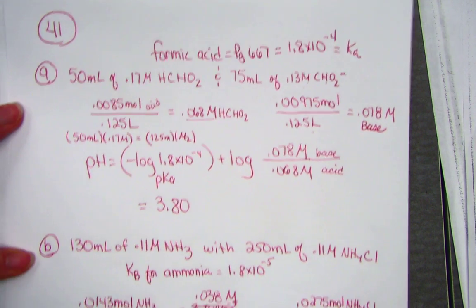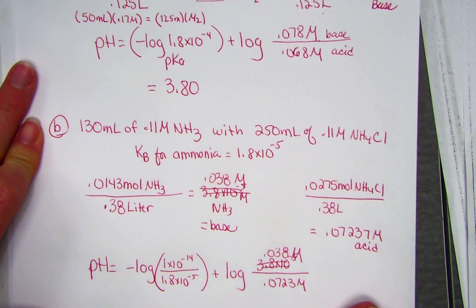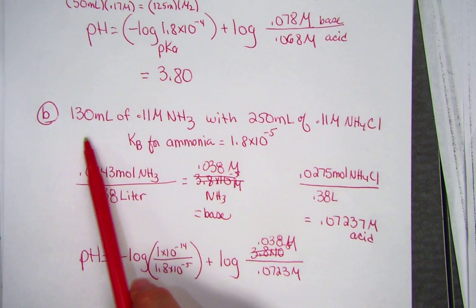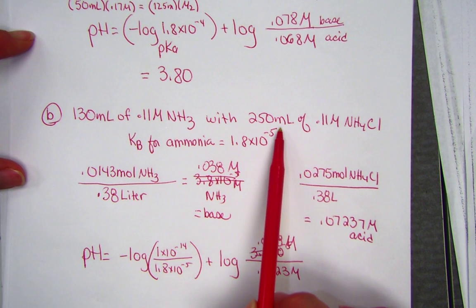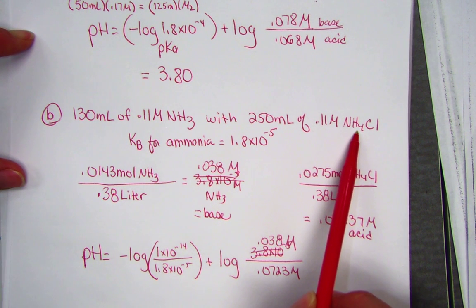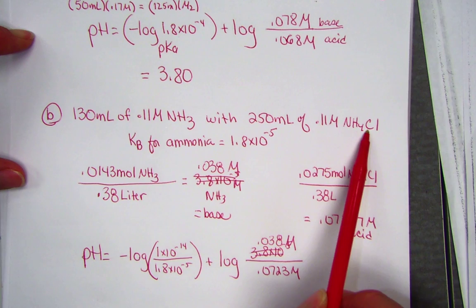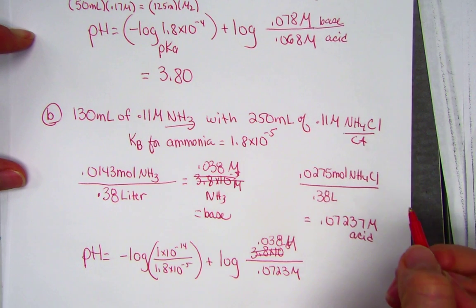Letter B, I'll also talk through the strategy. Let me scoot this up. Letter B was a base. Given 130 mils of a 0.11 molar ammonia with 250 mils of 0.11 molar conjugate acid. This is called ammonium chloride. This is the conjugate acid of this weak base.